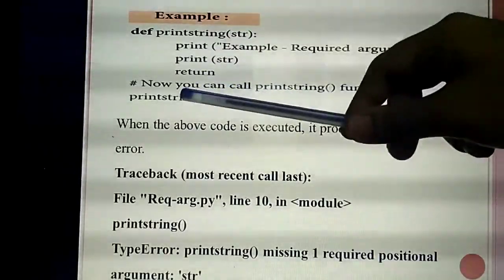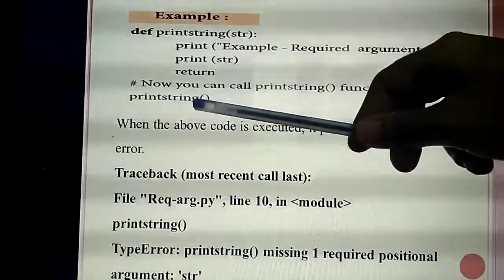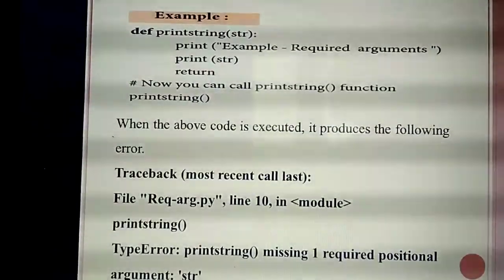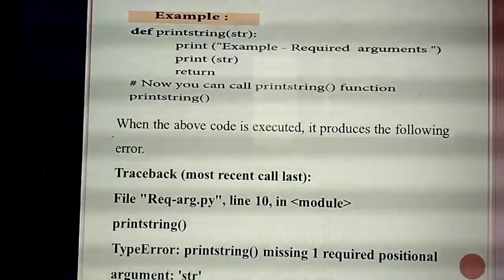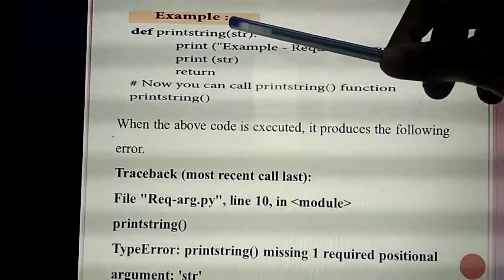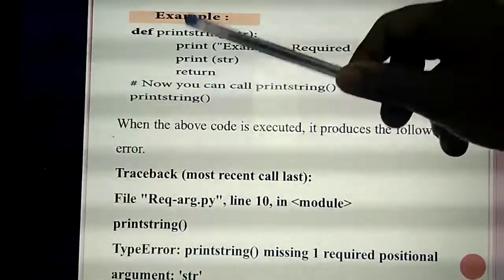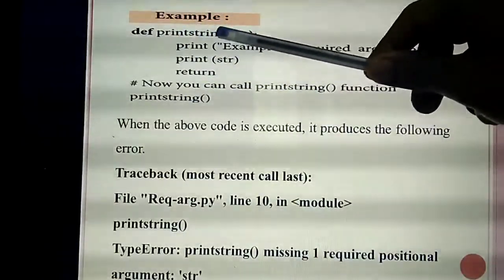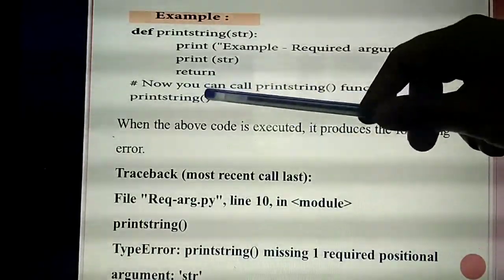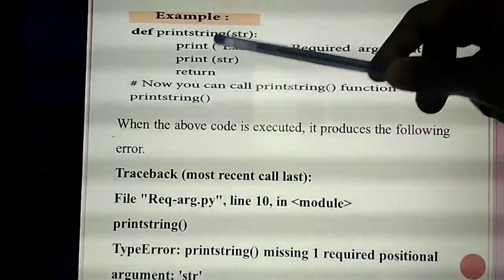Okay. Next, listen. In the next line you are giving print_string, and you are not passing any values. What's the thing I said in the last program? How many arguments you are passing. This is called function calling. See, what's the name of the function? print_string. You are calling the function without passing values. Are you passing any values to str?